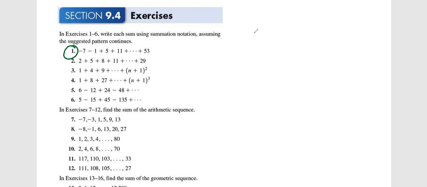Okay, question 1. Write each using summation notation. Now in Algebra 2, we would have told you what the pattern was, but we're not telling you. You have to figure out, is it arithmetic, is it geometric, or neither?